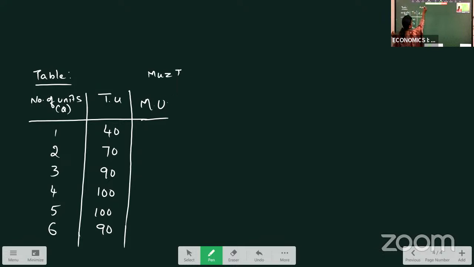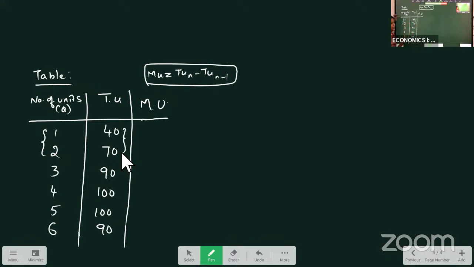Marginal utility is equal to TUn minus TUn-1. This is the formula for marginal utility. Marginal means what? Additional. When I take one extra commodity, how much of extra satisfaction I am getting? That is marginal utility, right? From 1, I have taken 1 more. So total 2, 1 extra. How much extra satisfaction I am getting here?